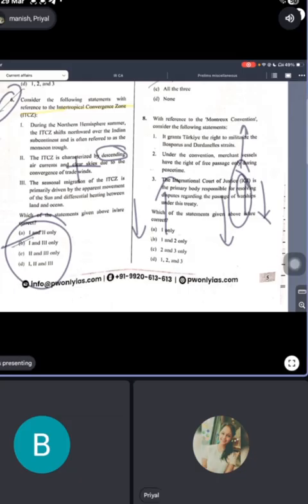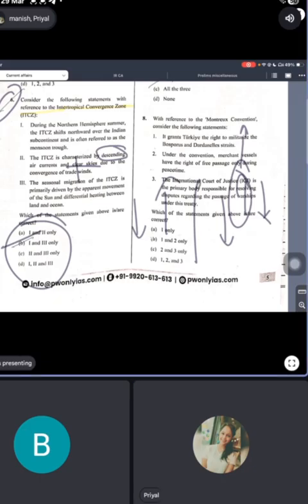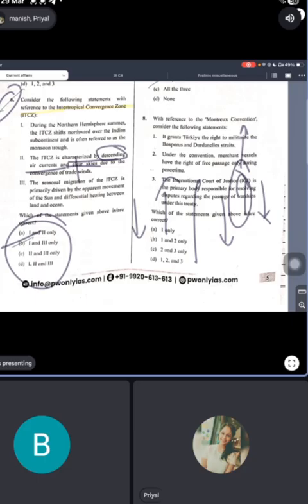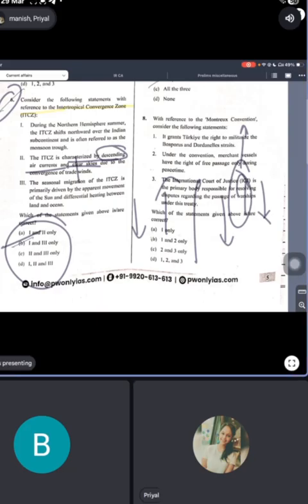Because two is wrong: it should be ascending, not descending. So if the wind ascends, the first and third are correct, because ITCZ is known for rainfall. Where there is ITCZ, there will be rainfall. Now the question is saying it is created by the descending of air, not the ascending of air. Ascending means going upward, descending means going downside.